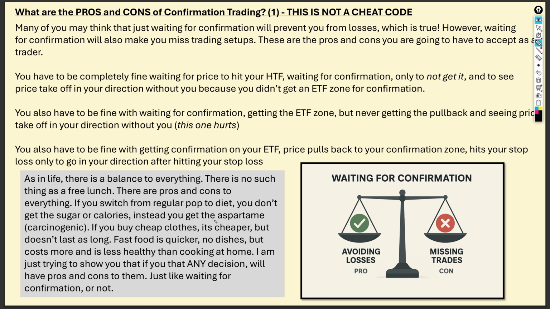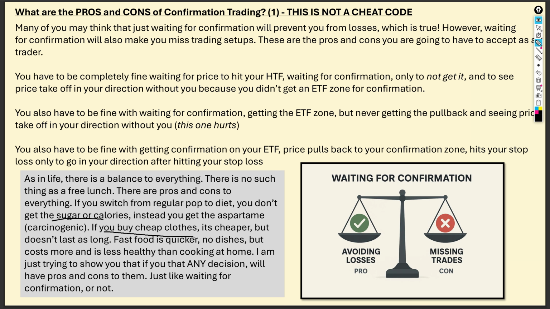I have a buddy that calls Diet Pop, like Diet Coke, a cheat code. I think it's kind of a funny concept. It's a cheat code because you're not getting your sugar or calories, but really you're getting the aspartame, which apparently is not too good for you. So again, there's pros and cons. Yeah, you're not getting the sugar, you're getting the other stuff instead.